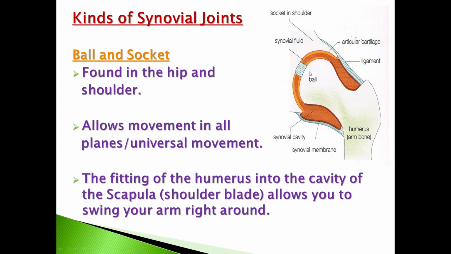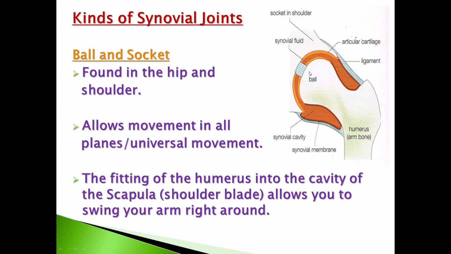Alright, so the second point is about the special feature of this ball and socket joint. We're saying that it allows movement in all directions. As a result of that, they call it universal movement. So it allows movement in all different planes. And again, the word planes means direction for this topic. So that's a special feature of the ball and socket joint, it allows movement in all different directions or planes.